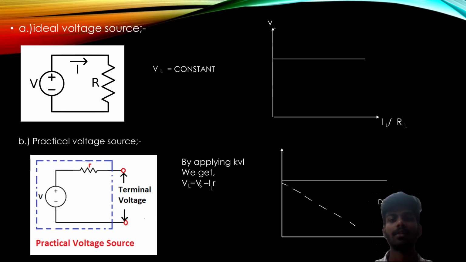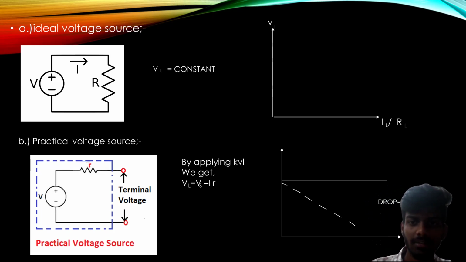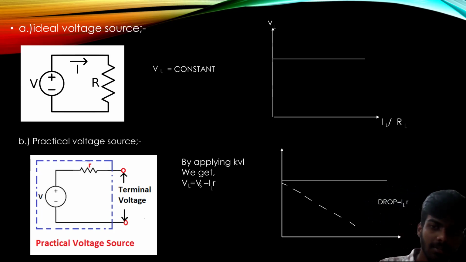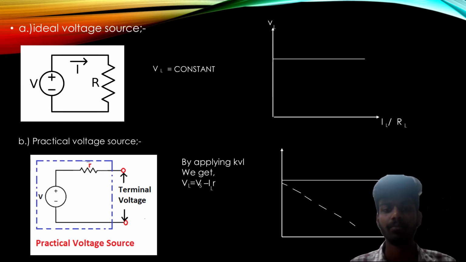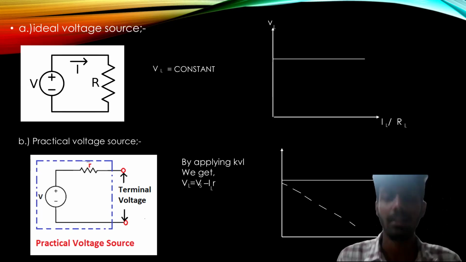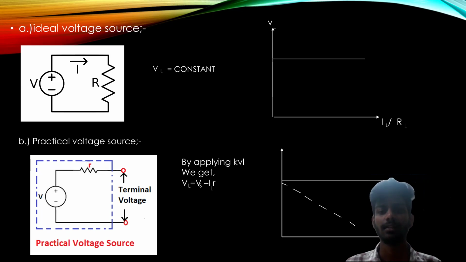Here, let us observe the graph. The graph is decreasing. The drop in the graph is considered as IL into R. Here, if we put internal resistance R equal to 0, VL equals VS, which is nothing but constant. It is known as an ideal voltage source. These are ideal voltage sources and practical voltage sources.